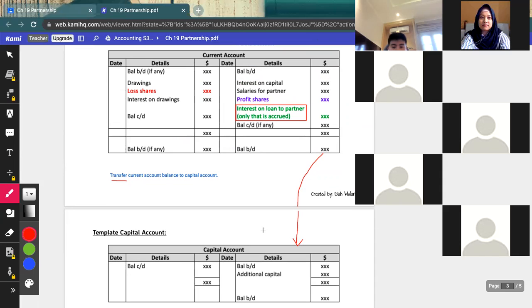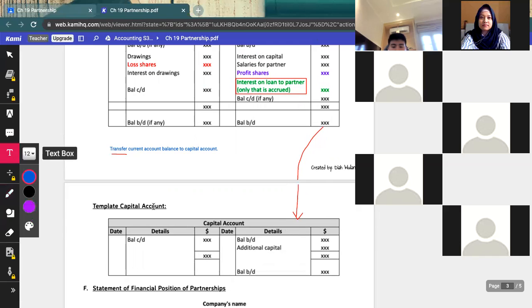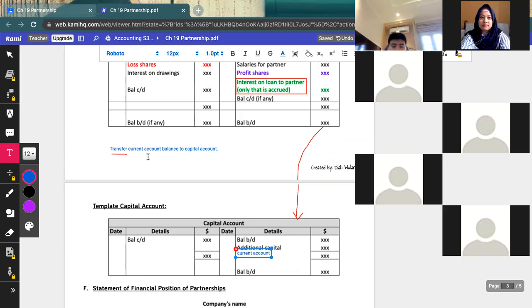It's like a wallet. Let's say you have $100,000 in balance BD of current account, wallet number 1. You move 100,000 to wallet number 2. So this will decrease by 100,000 and this will increase by 100,000. So you will see current account here, 100,000 added. So it is called transferring.